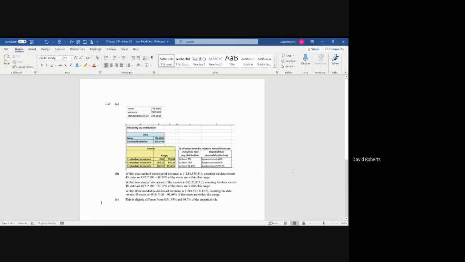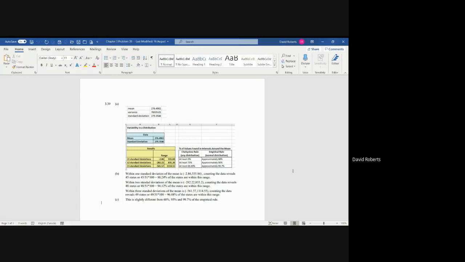Welcome to problem 3.39 on the bottom of page 135. In this particular case, we're asked to calculate the mean, variance, standard deviation, and then we're going to deal with something new related to the empirical rule, which you can find on pages 134 and 135 of your textbook. Basically, that means finding the area underneath the curve.